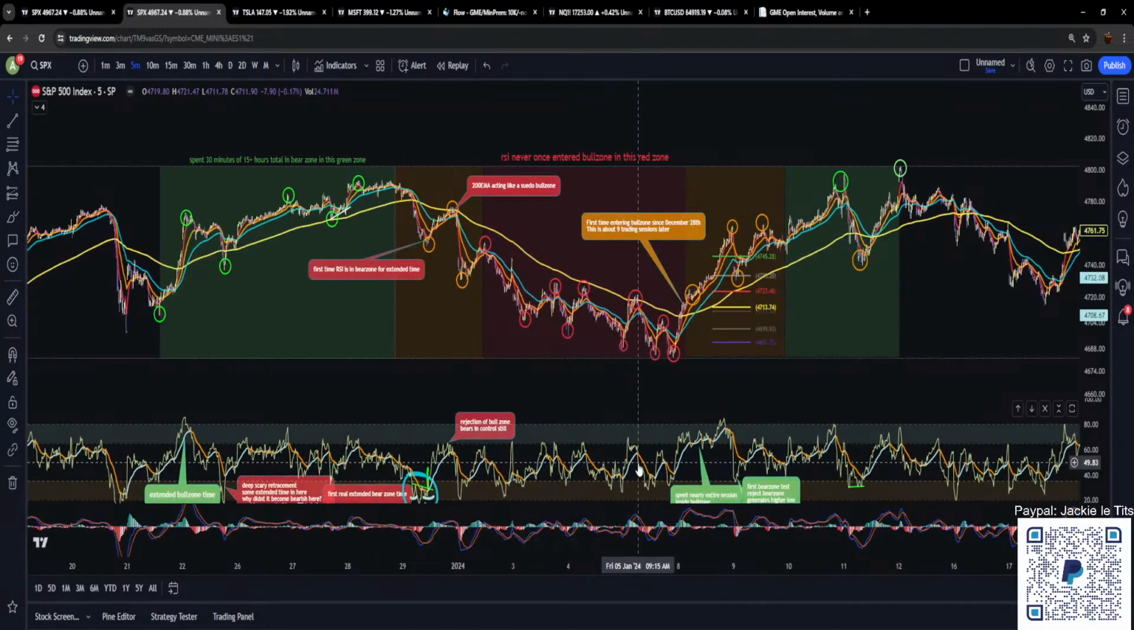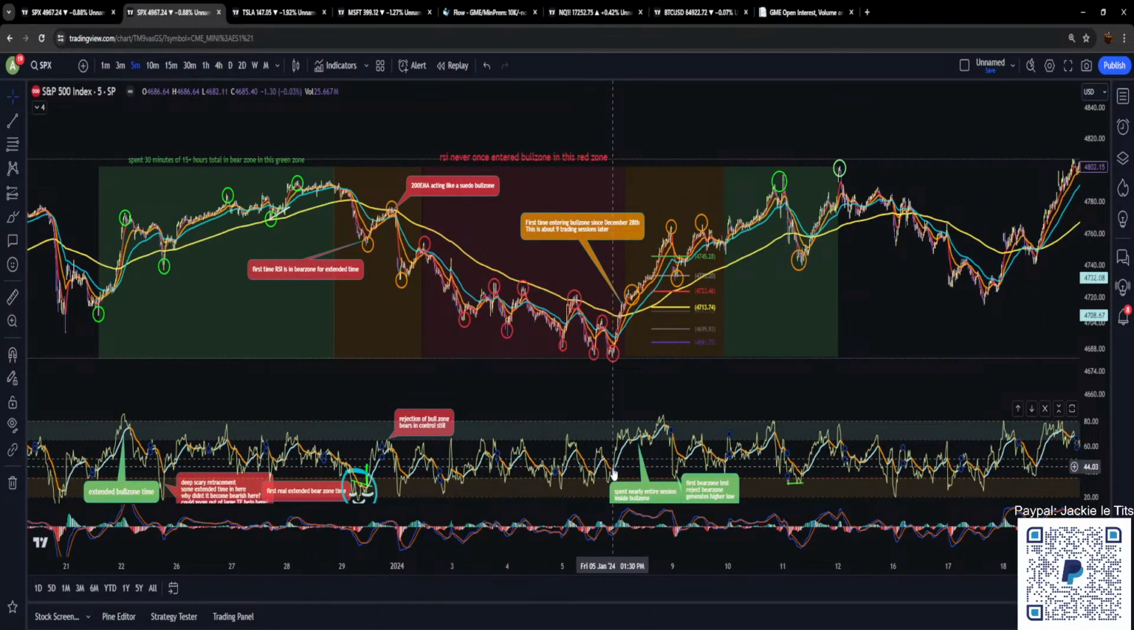Interestingly enough, Maple, you'll see that when the EMA enters into the bull or the bear zone, that has typically led to macro signals of trend shifts. Shh, don't tell anyone.